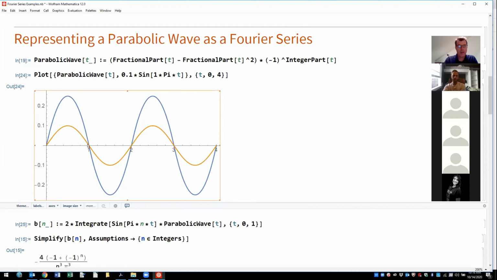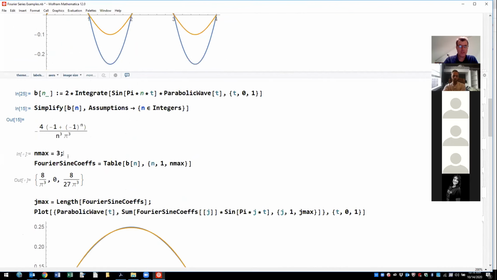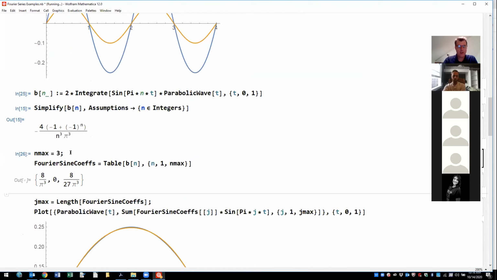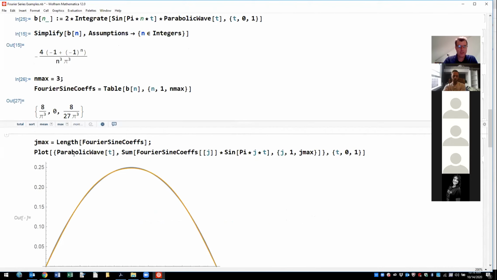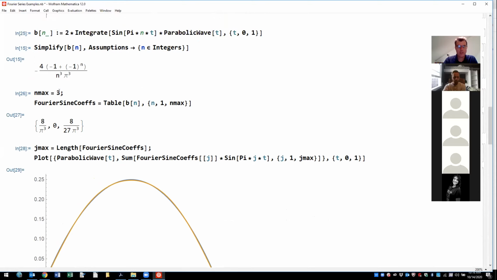So we're going to have far less discontinuity. Here we have that the second derivative is going to be negative. Here it's going to be positive. That's the only discontinuity we have in here. So then I calculate all of my coefficients. I just calculate the first three, which is really just the first two non-zero coefficients. And you see what a good fit we have here, even with just two coefficients.